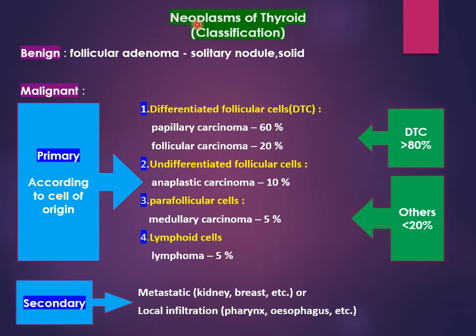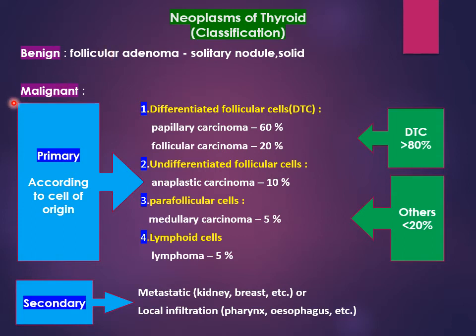Next, we come to the neoplasms of the thyroid gland. There are two broad classifications, benign and malignant. The benign tumors basically consist of the follicular adenoma, which is usually in the form of a solitary thyroid nodule, solid in consistency. This is a benign adenoma, and the treatment is just local excision or lobectomy.